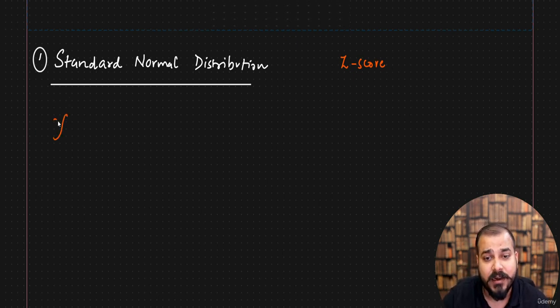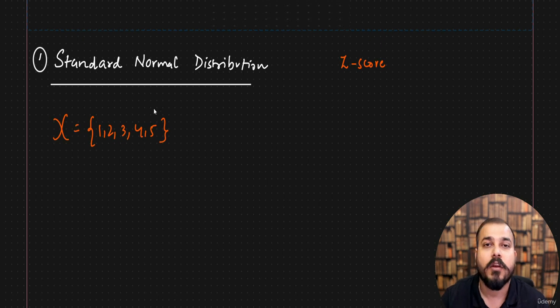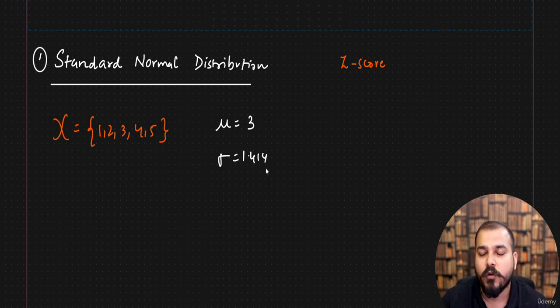Now let's consider a random variable x. It has some values 1, 2, 3, 4, 5. And let's consider this is following a normal distribution. If you compute the mean, it will be 3. And the standard deviation will be somewhere around 1.414. If you compute it, 1 plus 2 plus 3 plus 4 plus 5 divided by 5 is nothing but 3. And the standard deviation is around 1.414 when you apply the variance and standard deviation formula.